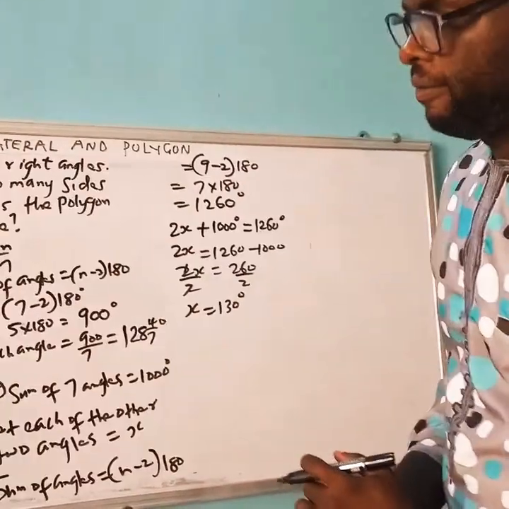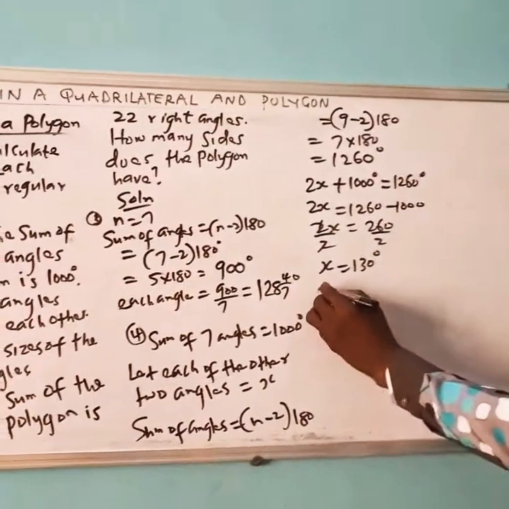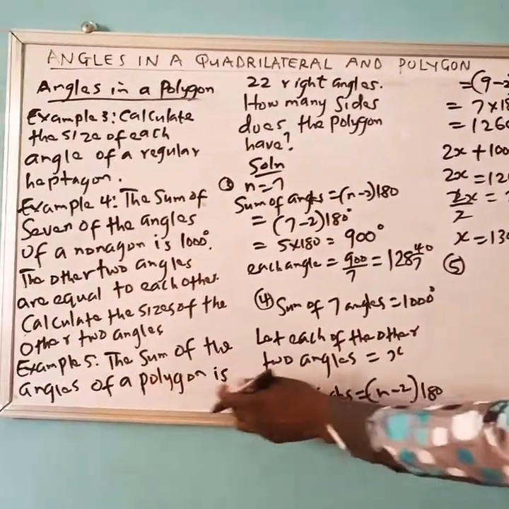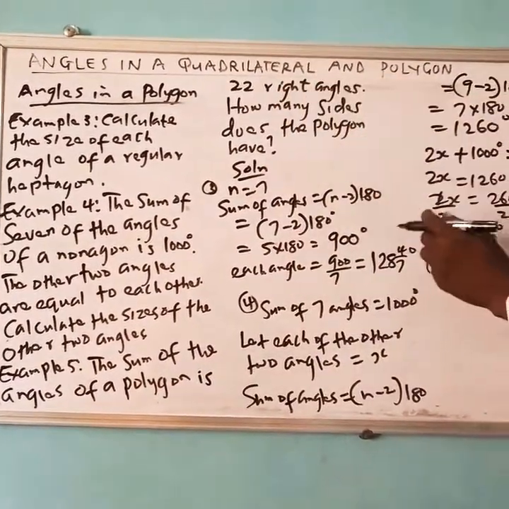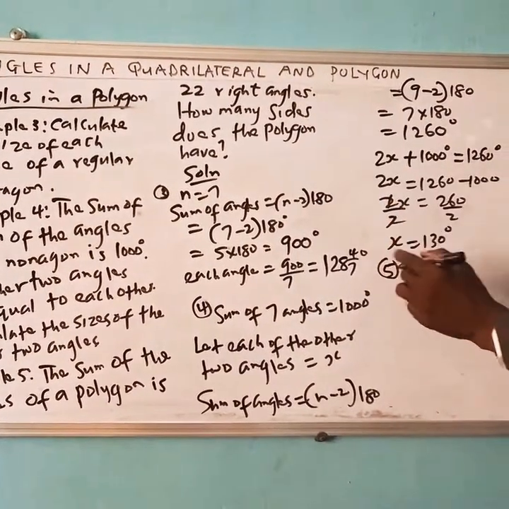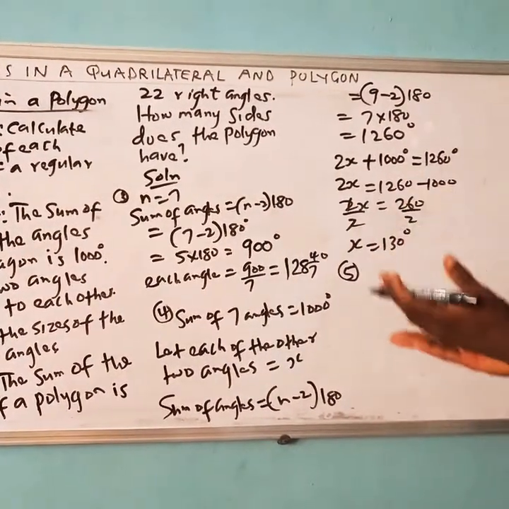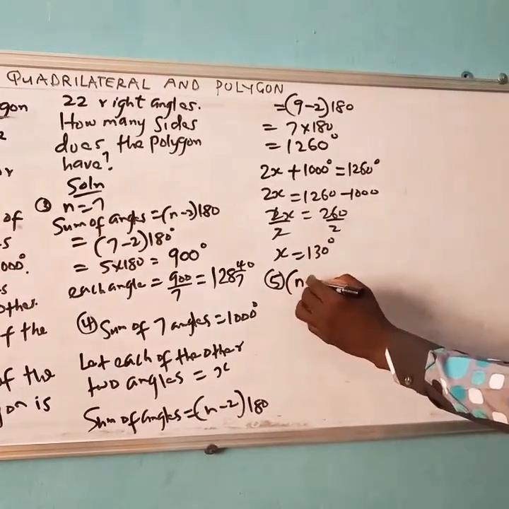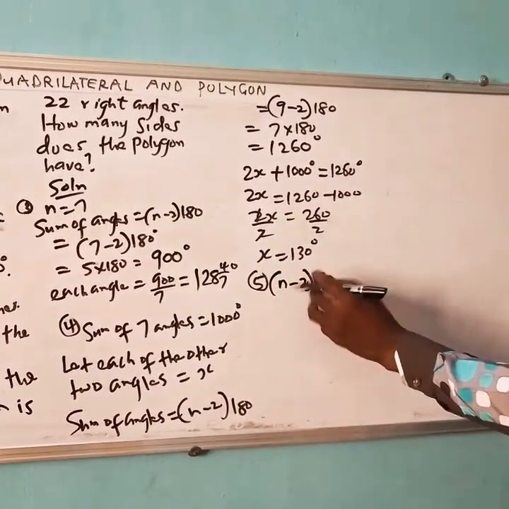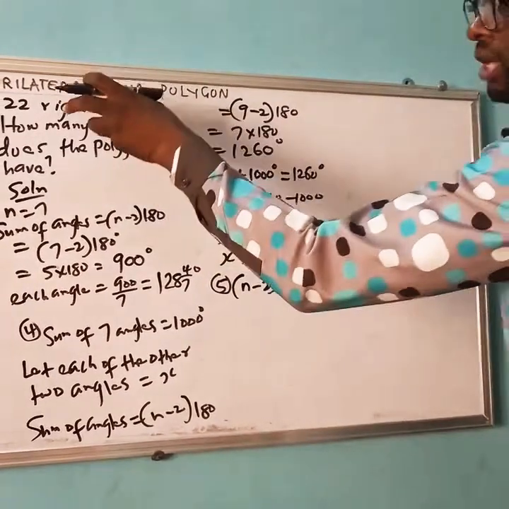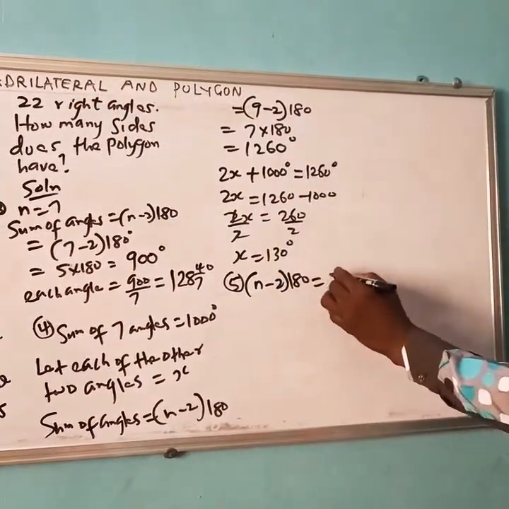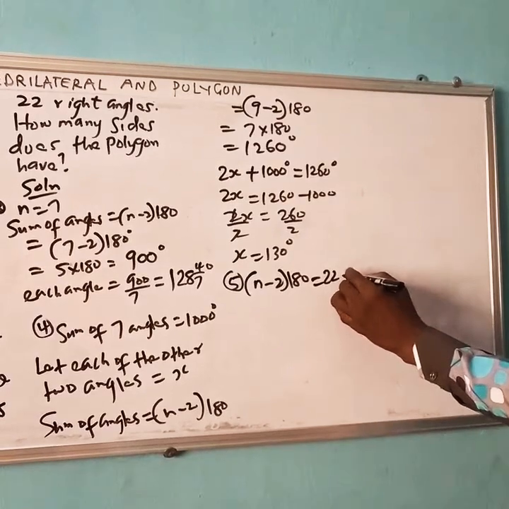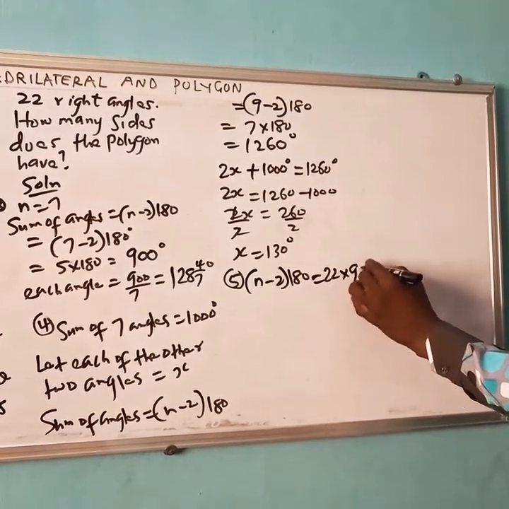So number 5. The sum of the angles of a polygon is 22 right angles. How many sides does the polygon have? Since you are given the sum of the angles to be this, and the sum of angles also has a formula, that means (n minus 2) times 180 is the sum of the angles of a polygon, and the sum of the angles of a polygon is also 22 right angles. So you have 22 right angles. That is 22 times 90.